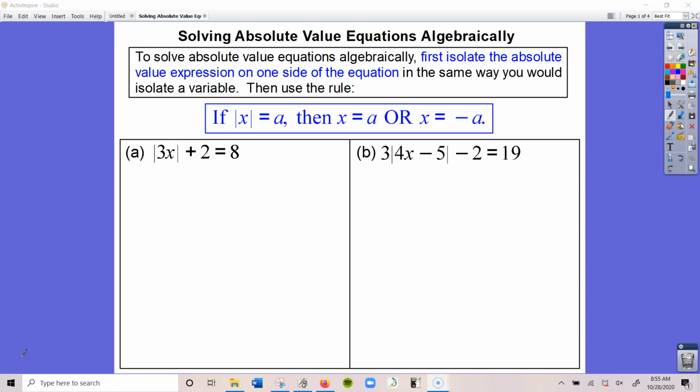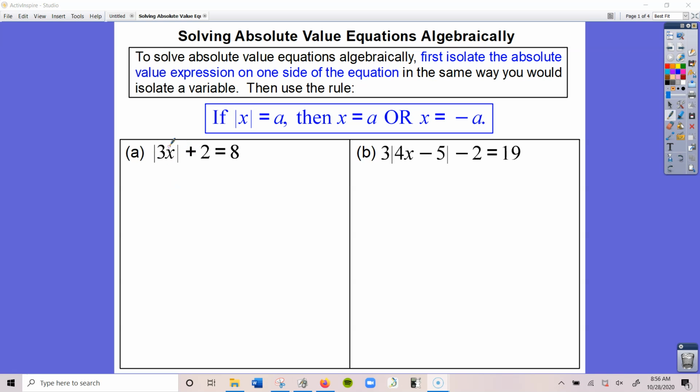Hey guys, today we're going to look at how to solve absolute value equations algebraically. The rule of thumb for these is first we're going to isolate the absolute value part of the equation. Once we isolate it, the absolute value is going to equal a number. We know that whatever goes into the absolute value could be either positive or negative, but whatever comes out is positive. So we need to account for both answers. So this is how we would work it out.